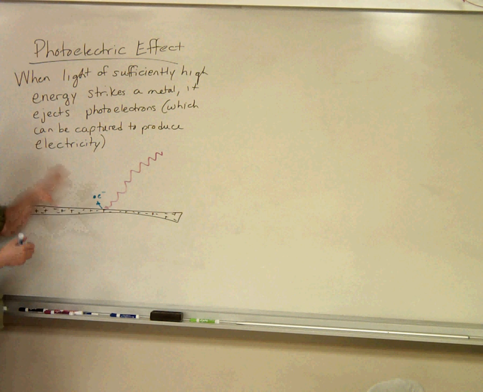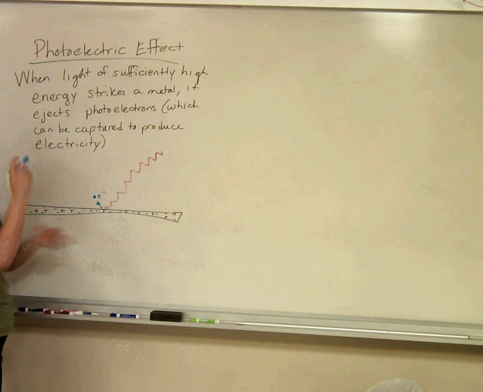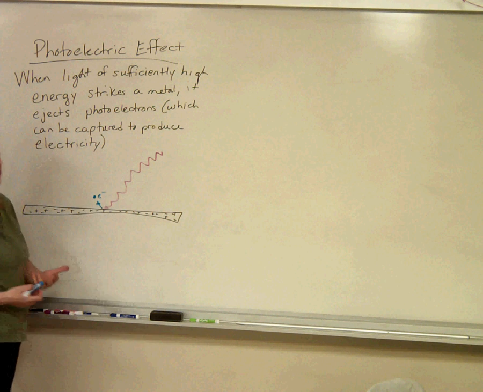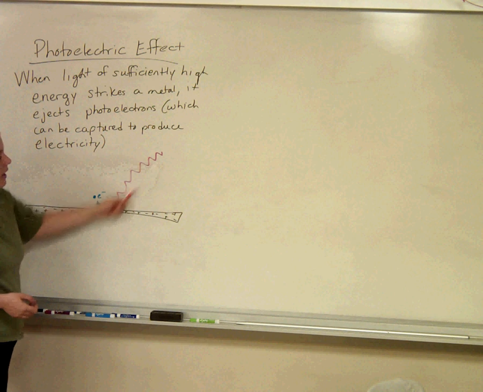And then a solar panel will then capture that electron and put it through a wire and create electricity that way. Now, it has to be a high enough energy of light.